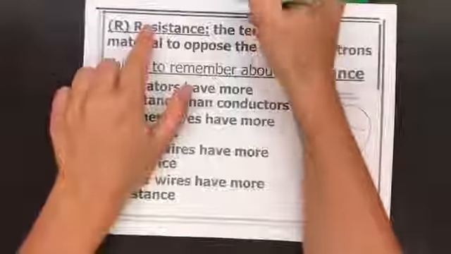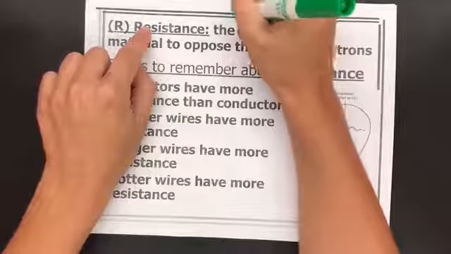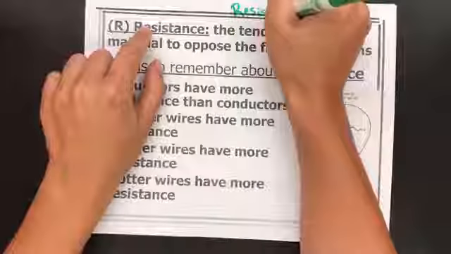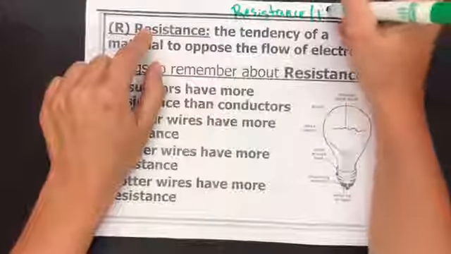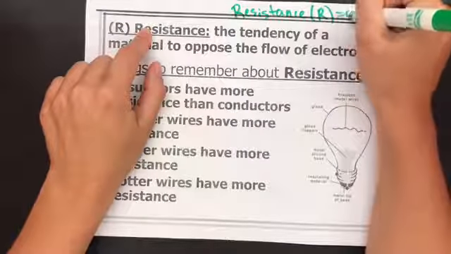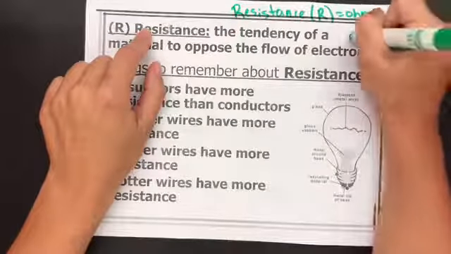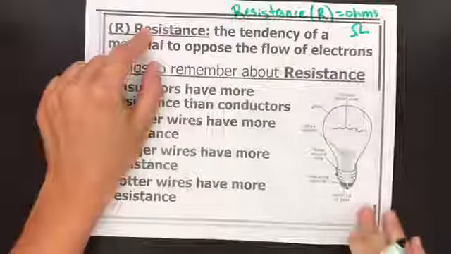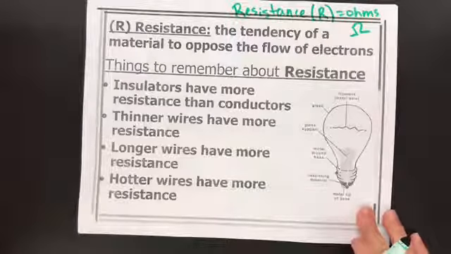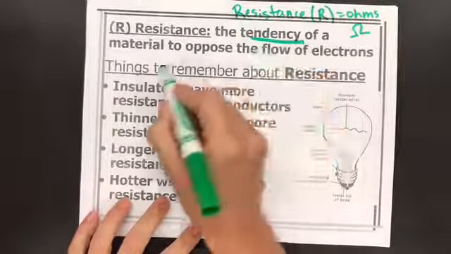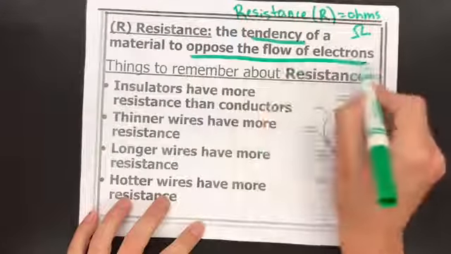Last one here, resistance. I'm going to rewrite this again here. Resistance is represented by the letter R. Its unit is what's called ohms. It can also be written as like a horseshoe. Okay, so resistance is the letter R. Its units are in ohms. It is the tendency to oppose the flow of electrons.